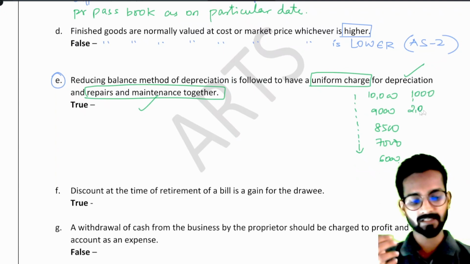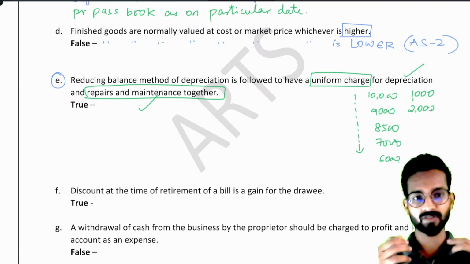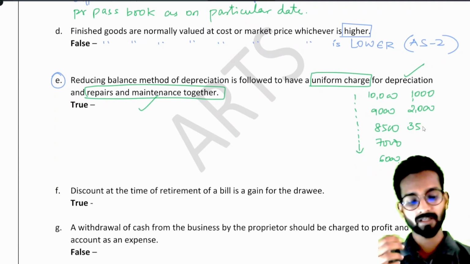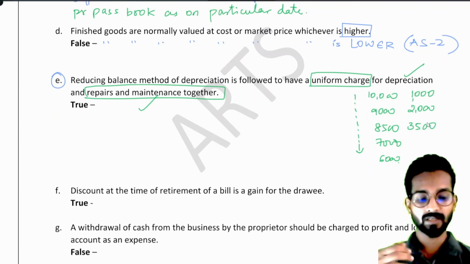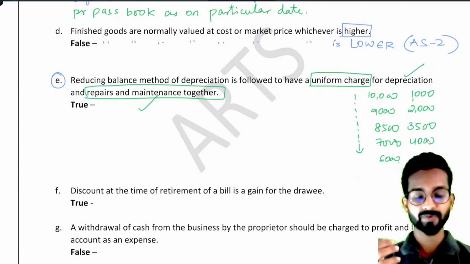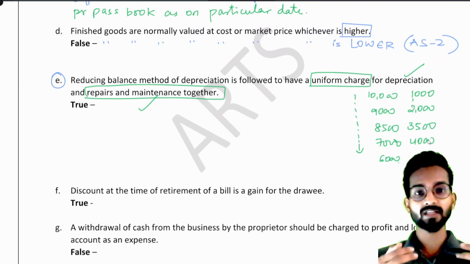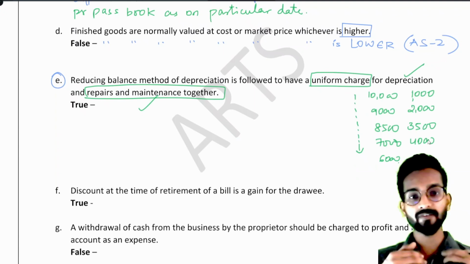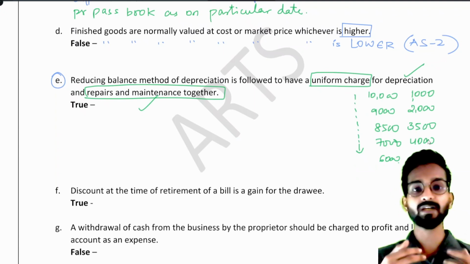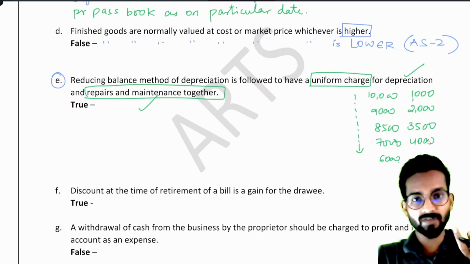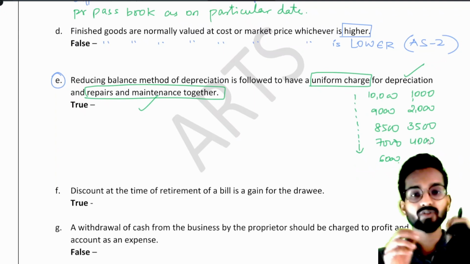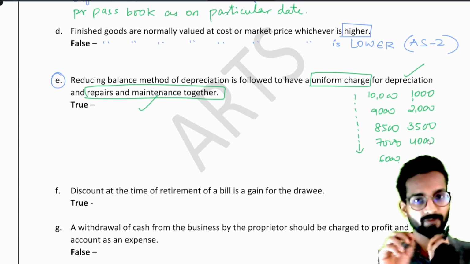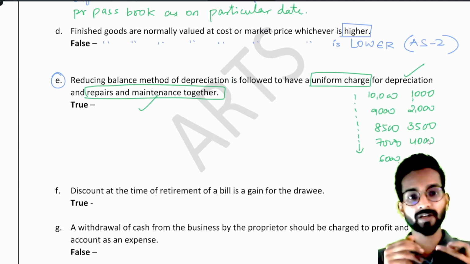Next year I would have spent 2,000 rupees. But in the third year, if I say 3,500 rupees are spent, again in the fourth year 4,000 rupees, because as the machinery, as the fixed asset, is getting older and older, because we are using it every day, every year the amount of money spent for repairs and maintenance will increase, the depreciation will reduce, the repairs and maintenance will increase. So because both these amounts will appear in the profit and loss statement, it will provide a uniform charge.